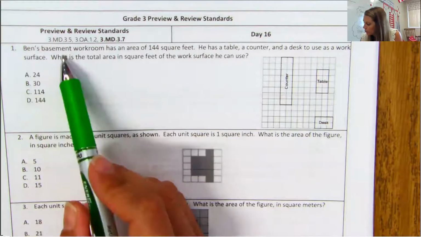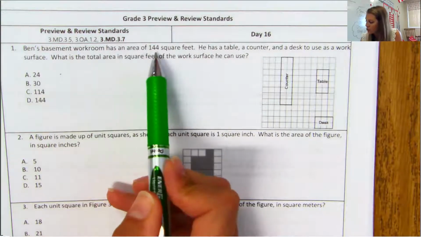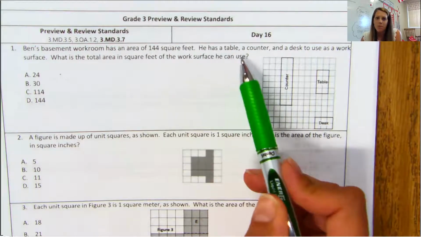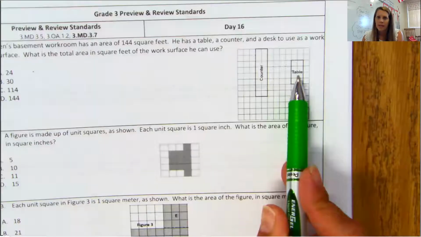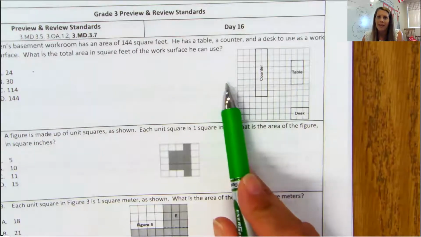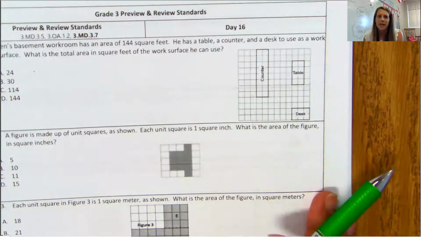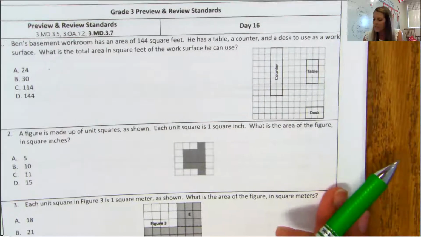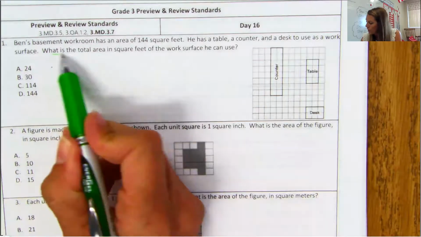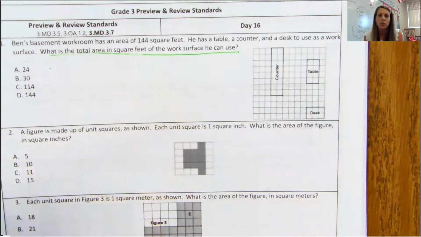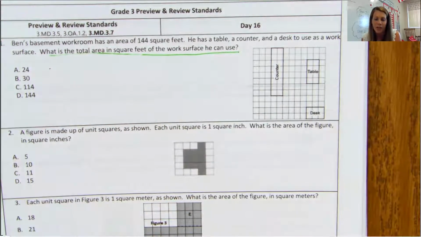Ben's basement workroom has an area of 144 square feet. He has a table, here's the table, a counter right here, and a desk to use as a work surface. What is the total area in square feet of the work surface? All right, well, do you remember how to figure out area?